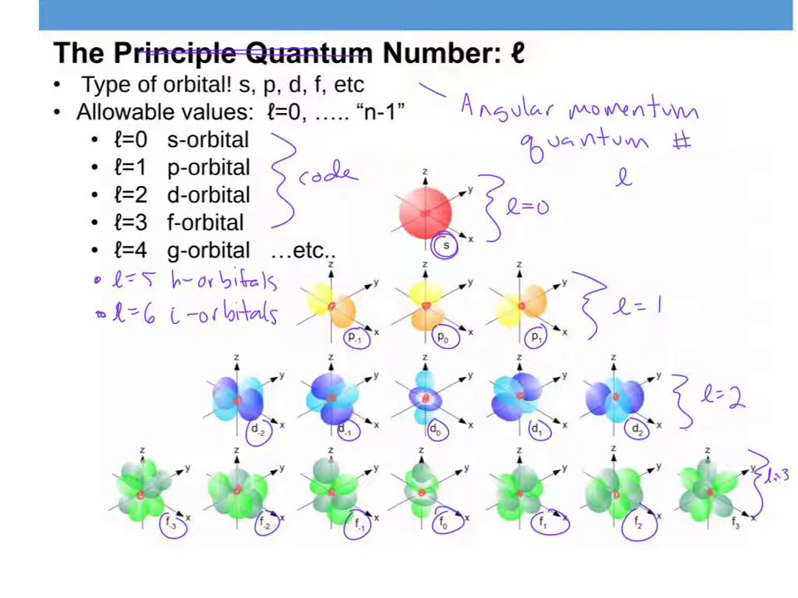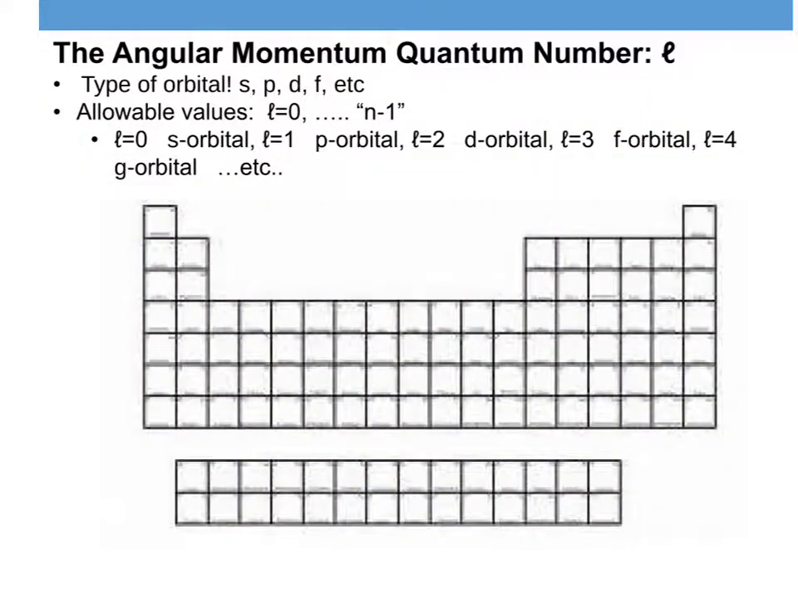Now, realistically, the ones that you're only going to see from the periodic table are up through 3. I don't know of anything that has a G orbital. Those elements are not in existence. But in theory, you could keep on going, and this math, since it's a mathematical concept, could keep on going. Realistically, for us, we're going to see S orbitals, P orbitals, D orbitals, and F orbitals. And here's the rough shapes of them.